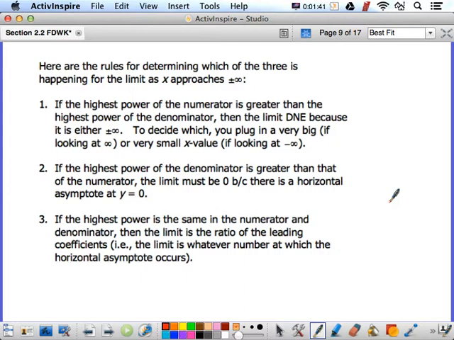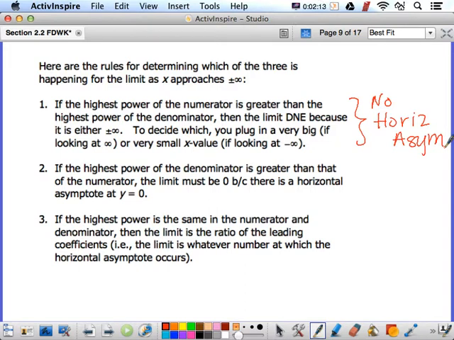Now, I want to make sure that we go back over horizontal asymptotes one more time, even though I think we've talked about it already, right? If the highest power of the numerator is greater than the highest power of the denominator, then we say the limit does not exist because it is either infinity or negative infinity. When the highest power is in the numerator, there is no horizontal asymptote. Do you guys understand that?